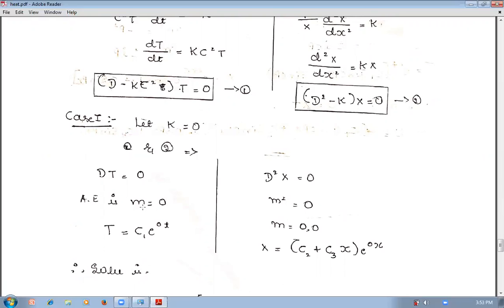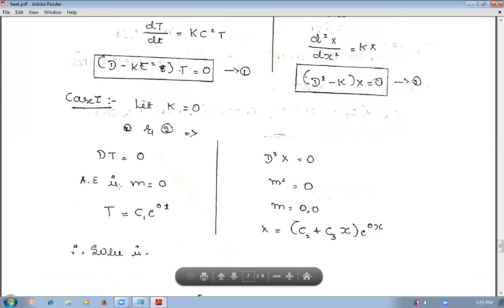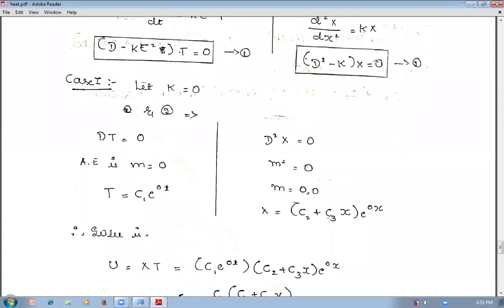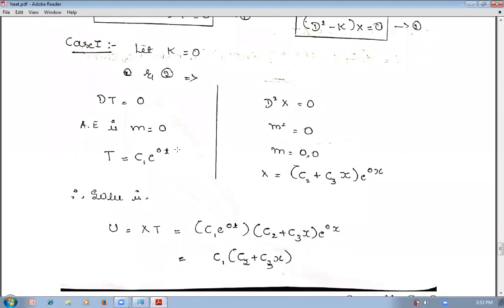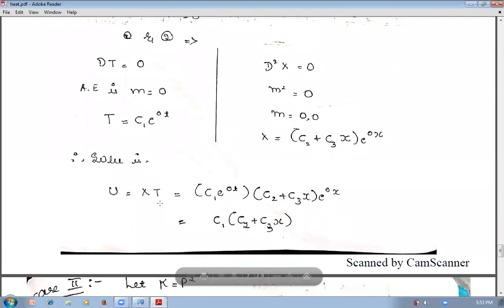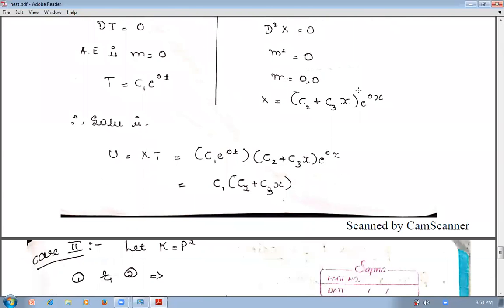So here m = 0 is the auxiliary equation. Here m² = 0, so m = 0, 0. Write the solution for the single root and the solution for the two roots. The two roots are real and equal. So the solution is T = C1 e^(0t) and X = (C2 + C3 x) e^(0x). Solution is u = X·T. Write this. e^0 is 1 here.